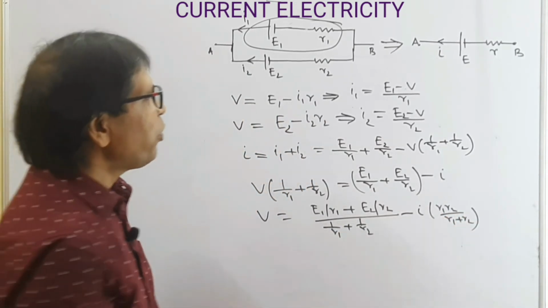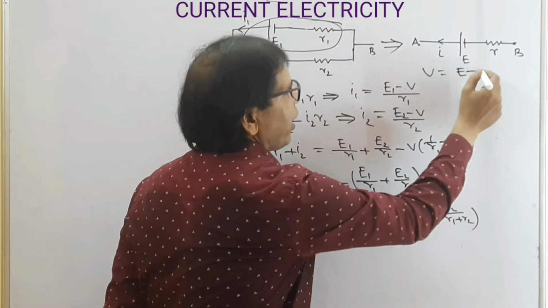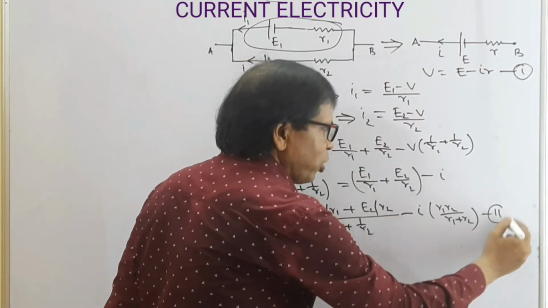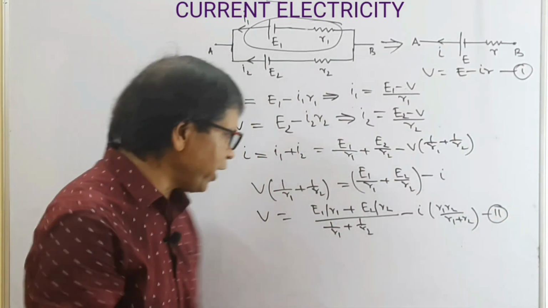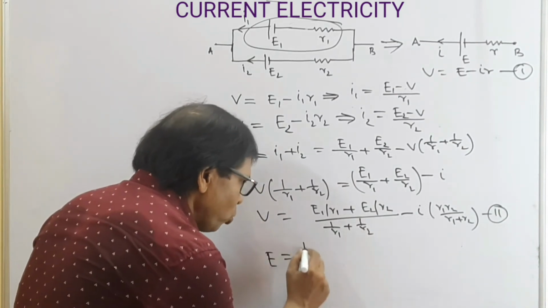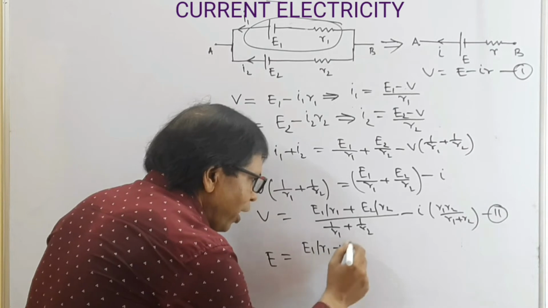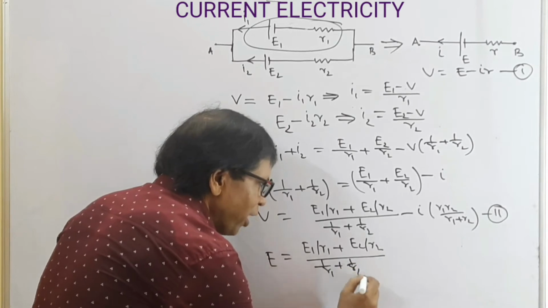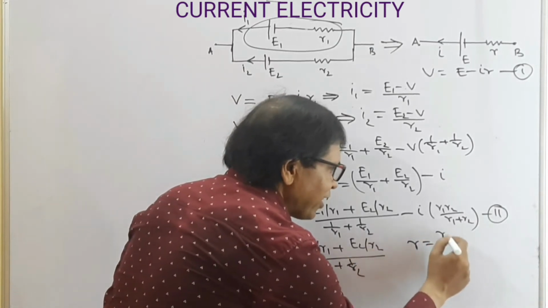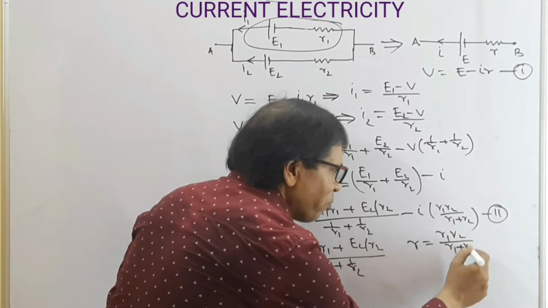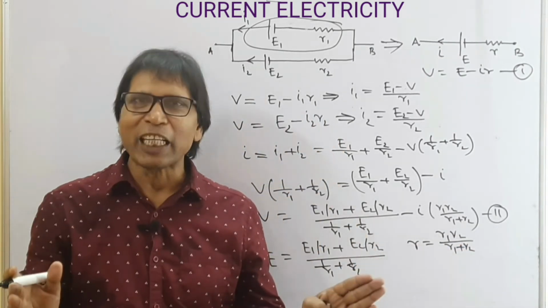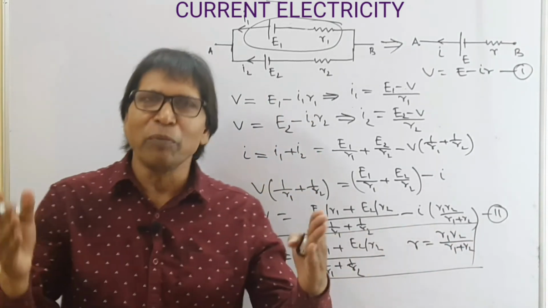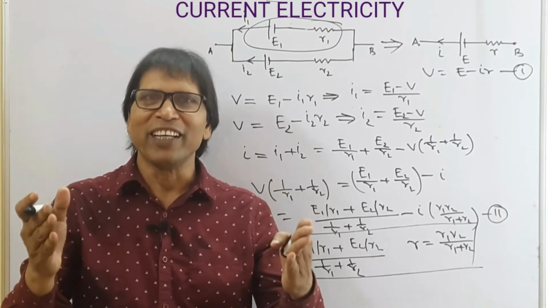Now equating, here V equals E minus IR. This is equation 1 and this is equation 2. So from 1 and 2 we get equivalent EMF E equal to E1 by R1 plus E2 by R2 divided by 1 by R1 plus 1 by R2, and R equal to R1 R2 divided by R1 plus R2. This expression will be very helpful for you to tackle numericals relating to parallel combination.